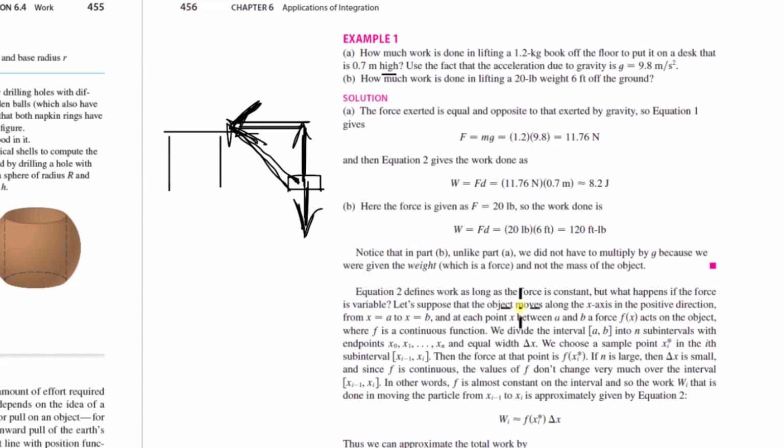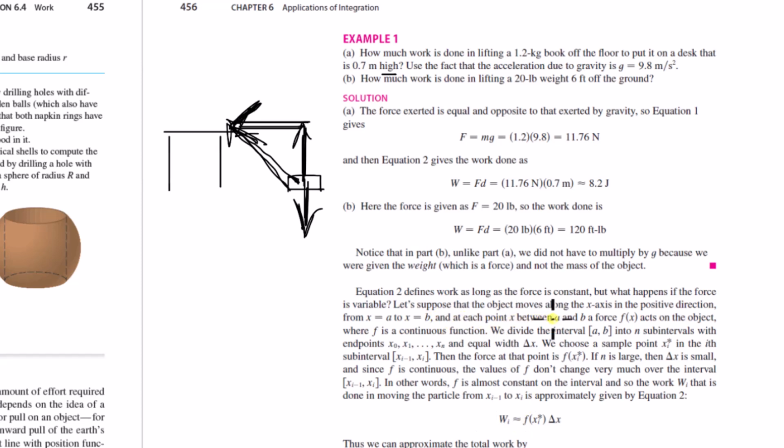So what we just did was we assumed that the force was constant, right? The force due to gravity. But what happens if the force is variable, right? That wouldn't be the case here, but what if there's a force acting on something over a distance, but that force isn't constant over that distance?